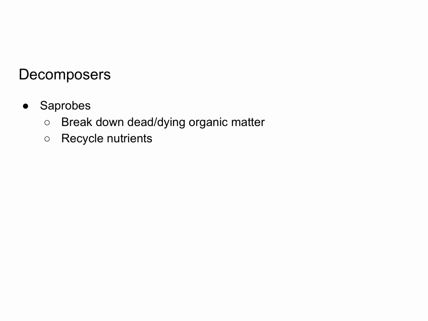Some protists fulfill the ecological role of decomposers, and we call these saprobes. These are protists that can break down dead or dying organic material and recycle those nutrients. If it weren't for these decomposers, when leaves fell off of a tree or when a plant died or when an animal died, if there was nothing to decompose them, then these dead organisms would just pile up and the earth would be covered in dead matter. So these decomposers are really important to break down these dead organisms and recycle nutrients like carbon and oxygen and hydrogen back into the ecosystem.